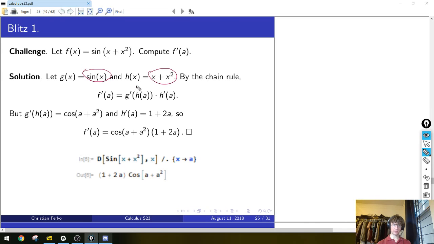So the outside function is sine, the inside function is x plus x squared. We're supposed to take the derivative of the outside with the inside left alone times the derivative of the inside. The derivative of the outside with the inside left alone, as you say, is cosine of a plus a squared. The derivative of the inside is 1 plus 2a. So the product is cosine of a plus a squared times 1 plus 2a.